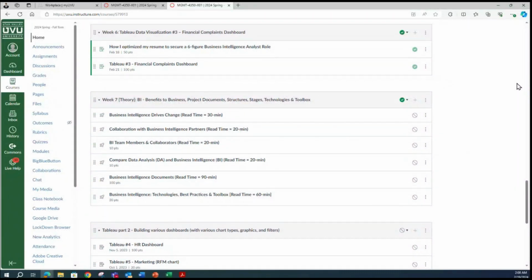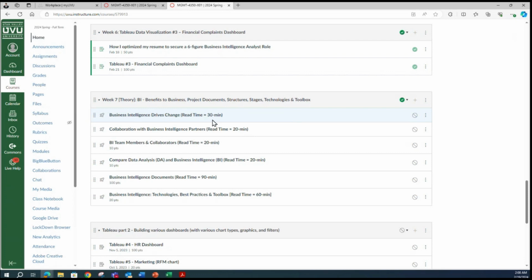This week we are going to learn about the benefits of business intelligence to business. Then we will be deep diving into three important project documents, followed by structures, stages, technologies and toolbox used in business intelligence. Overall, this week we'll be focusing entirely on the theoretical part, and these are the 6 modules we'll be learning about. And I have provided the details here.